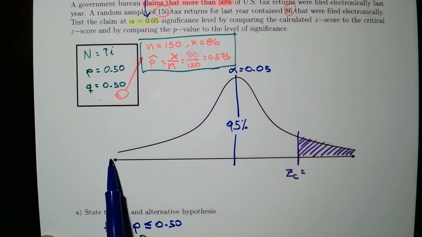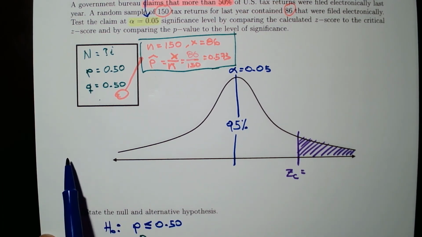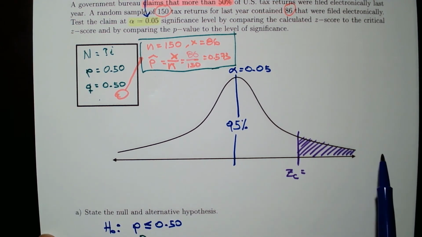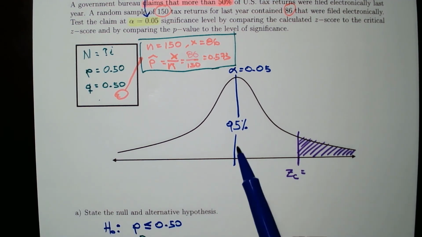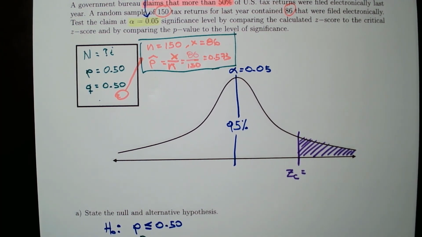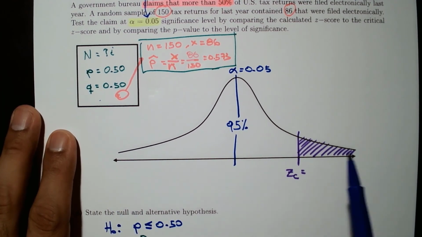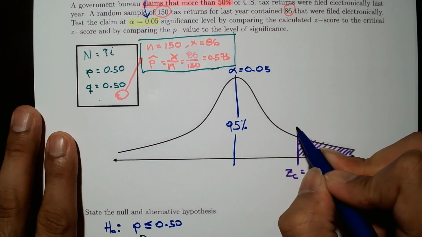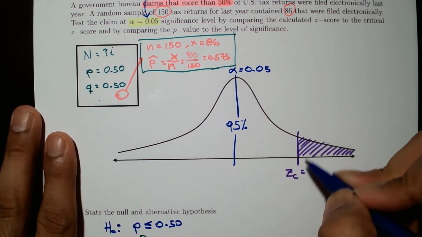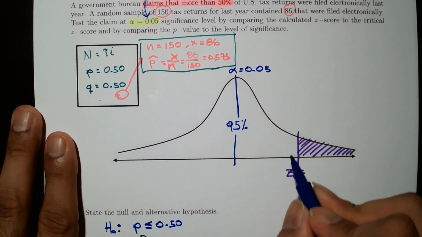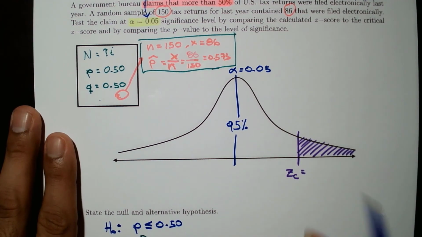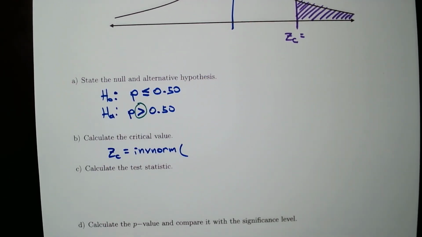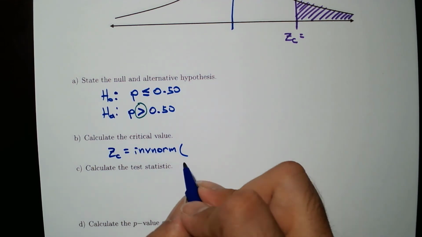if we read the graph from basically negative infinity to positive infinity, but from our percentage point of view, from 0 to 100, this is going to be the 95th percentile. So we are going to find the z-score of the 95th percentile. In other words, we are going to find inv norm of 0.95.